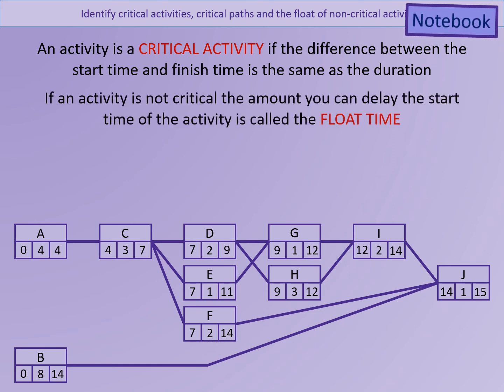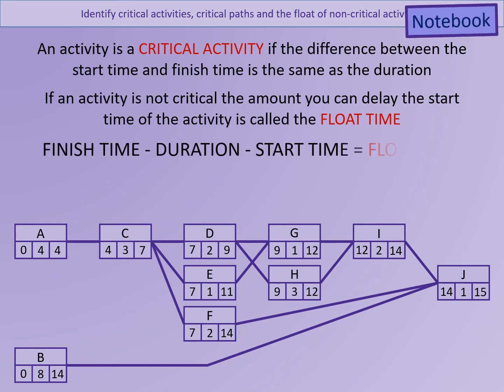If an activity is not critical, that means that you could delay the start slightly and still finish before the latest finishing time. The amount of movement room that it has is called the float time. So the float time can be calculated by finding the finish time, take away the duration, take away the start time. Anything left over is the float time. If we get 0, that is telling us that there's no float time, so we've got a critical activity.